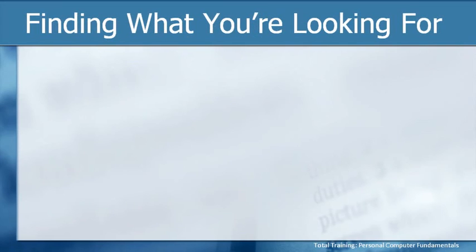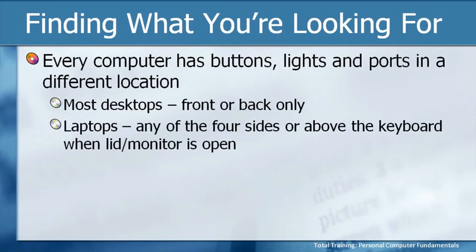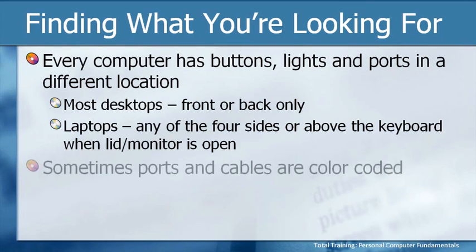So how do you find what you're looking for? Well, every computer is going to have buttons, lights, and ports, and they're all going to be in a different location. Most desktops have front and back ports only, so you can kind of limit it to at least 2 of the 4 or 6 sides, if you will. Laptops, of course, can be a little more tricky. They can have any of the 4 sides, or above the keyboard when the lid or the monitor is open. So sometimes on laptops you kind of have to search around, everywhere probably except on the bottom.